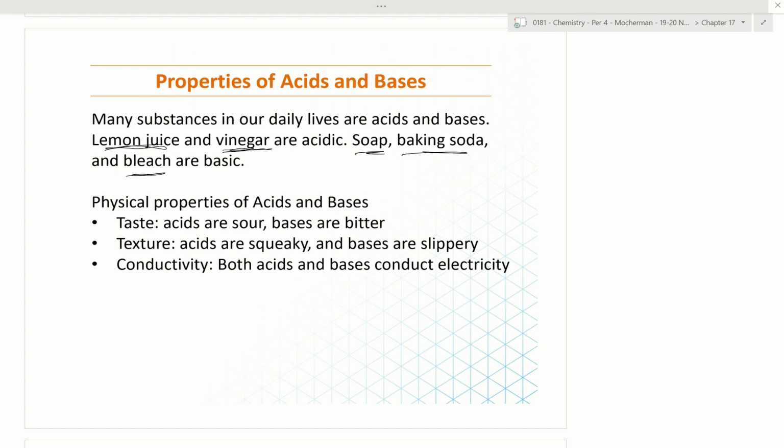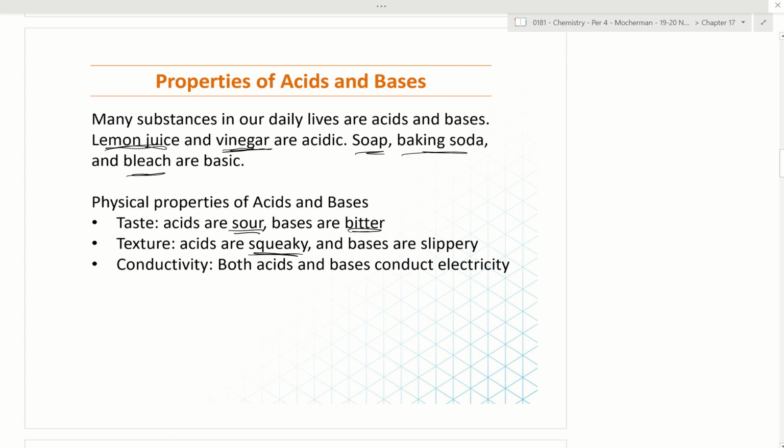The physical properties of acids and bases. Acids taste sour. So if you've ever tasted anything that was sour, it's an acid automatically. Bitter, it's hard to say what actually tastes bitter. We don't really taste a lot of bitter things. Soap, if you ever get soap in your mouth while showering, or you put your hands in your mouth while you were dealing with soap, you'll notice it has a very distinct bitter taste.